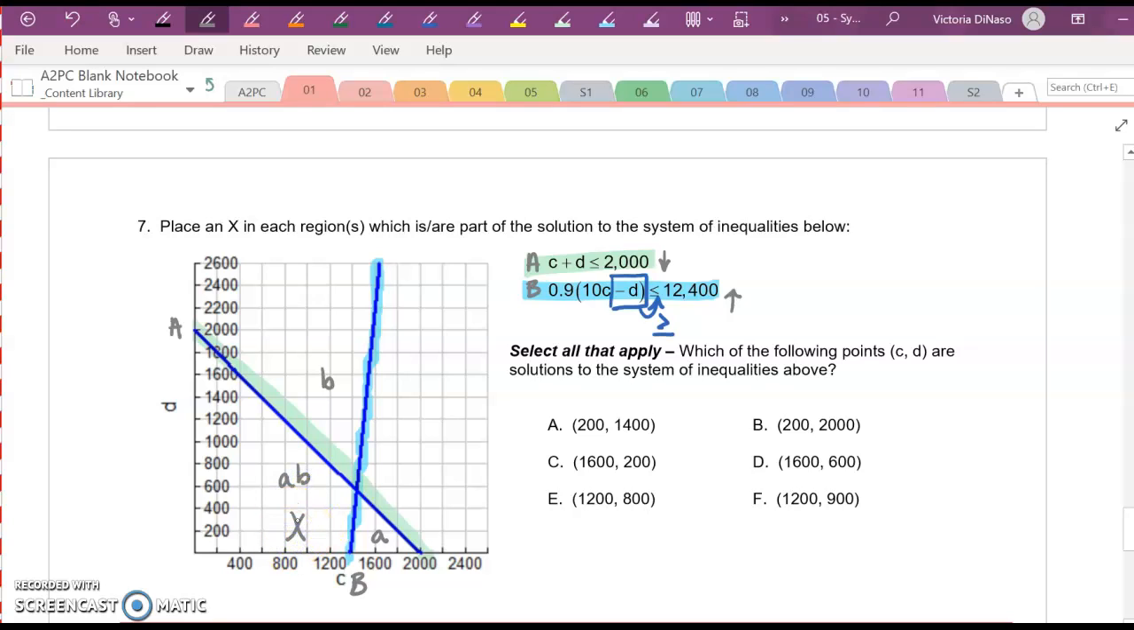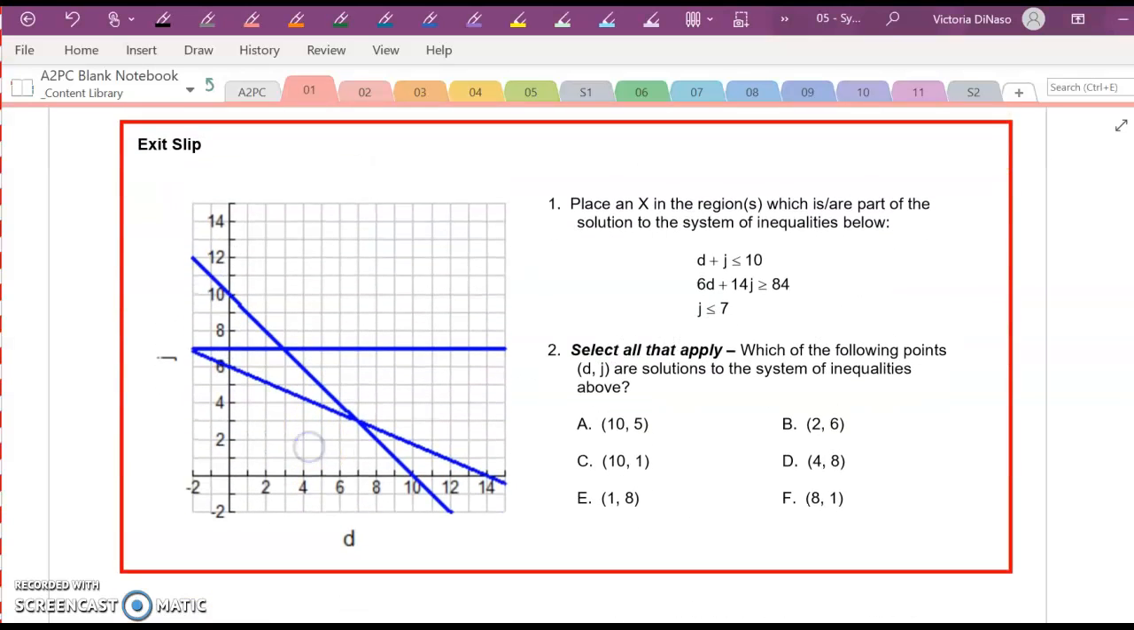So go ahead and figure out which of the 6 points fits into my shaded region. The only 2 points that fall in my shaded region, or my X region, are A and E. So by flipping this inequality, it totally changed our answers. Let's go ahead and finish up with this exit slip. Pause the video. And when you unpause, you'll see the answers. In my X region, B is the only answer.